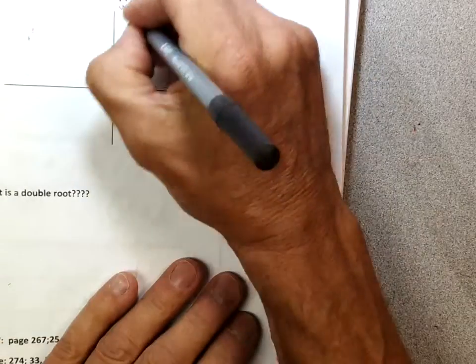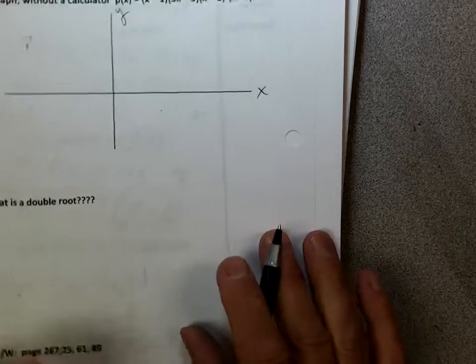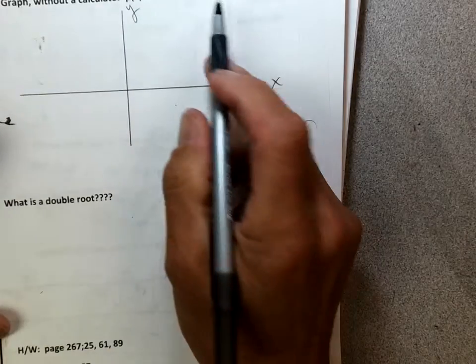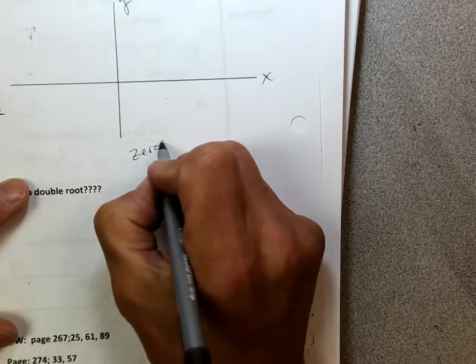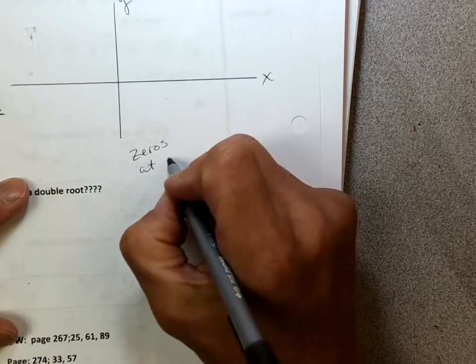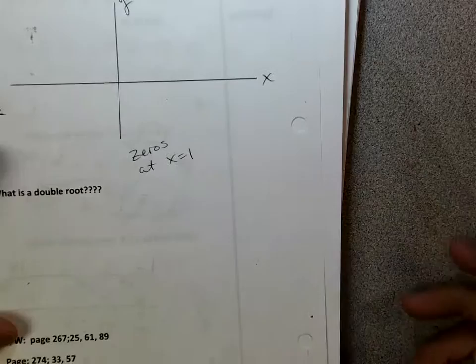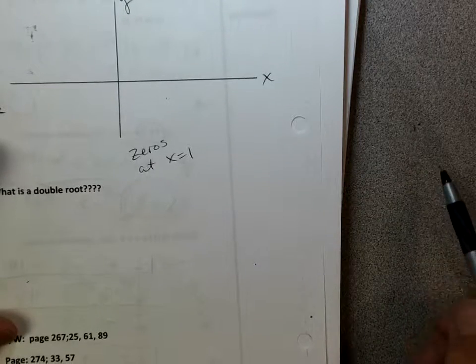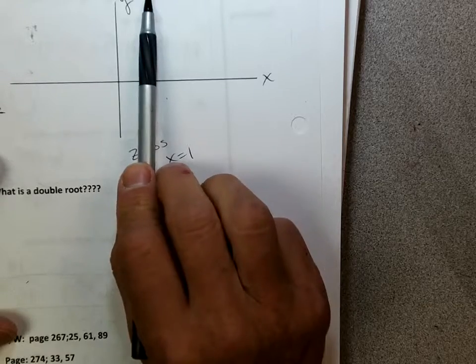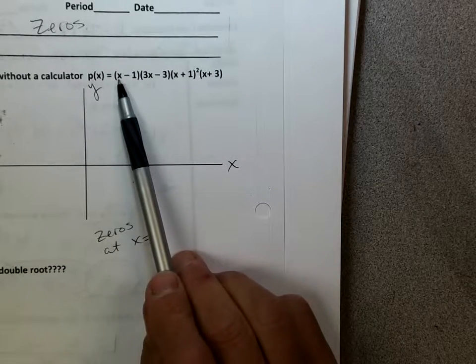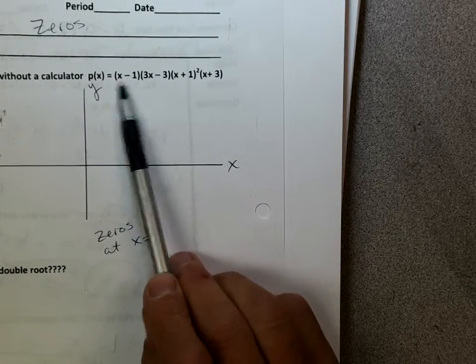X-axis, y-axis, okay? First of all, this polynomial has zeros at x equals 1, because if I put 1 right in here, I get a 0, don't I?